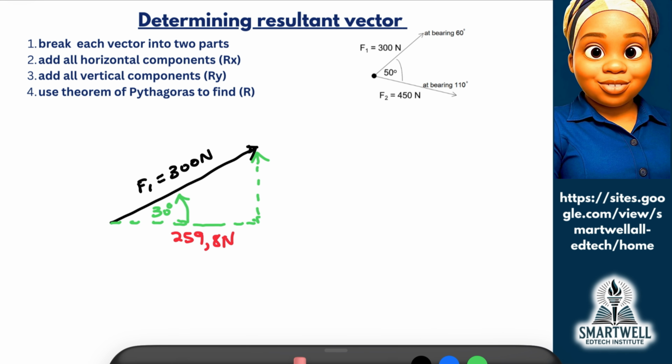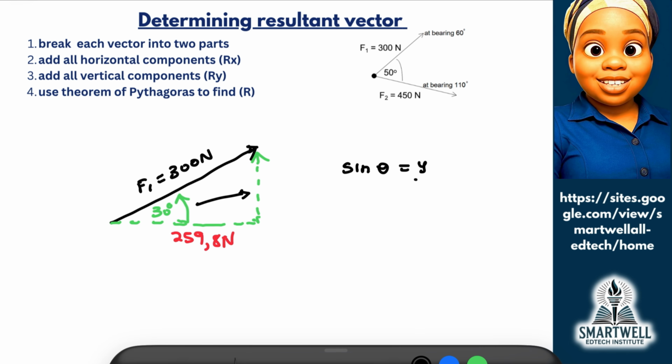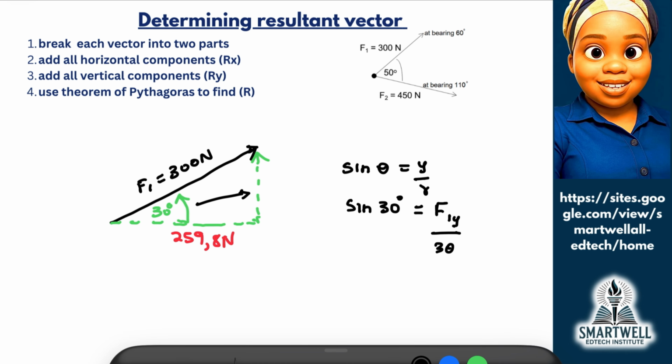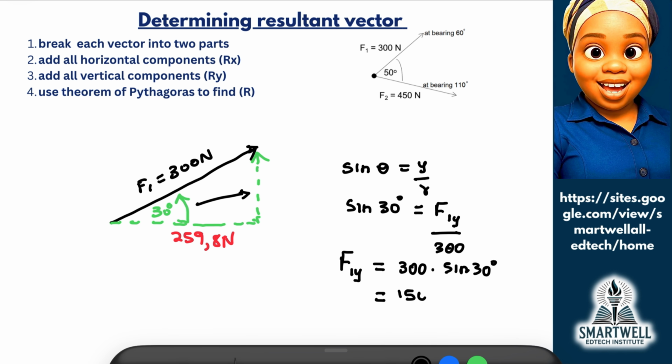Now let's determine the vertical component. In this diagram, the vertical component is the opposite side of the angle, and we are going to determine it using sine theta. By definition, sine theta is equal to y divided by r. So we have sine 30 degrees is equal to F1y divided by 300. If we make F1y the subject of the formula, we get F1y is equal to 300 multiplied by sine 30 degrees. If we calculate that, we get 150 newtons towards the north direction.